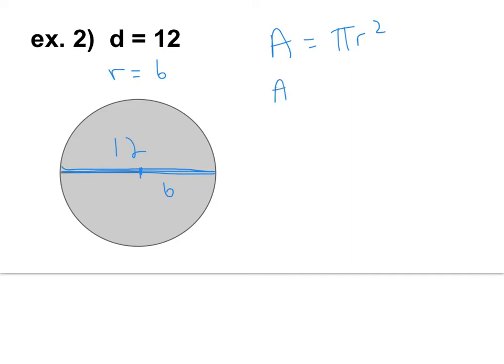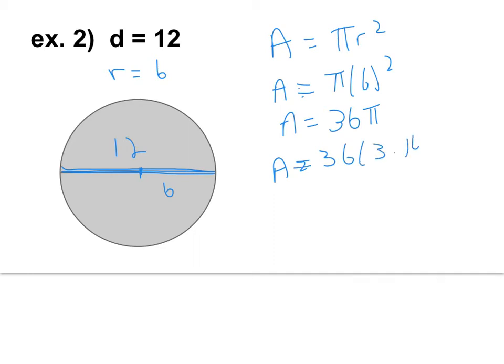So now we can plug in and say A equals pi times 6 squared. 6 squared makes 36. So you can leave it as 36 pi. Or if you're being asked to calculate it, to approximate it, then you're going to replace pi with 3.14. So 36, sorry, that's supposed to be an equals, that looks like a 2, times 3.14. And I'm going to pause it and use my calculator. You do the same.